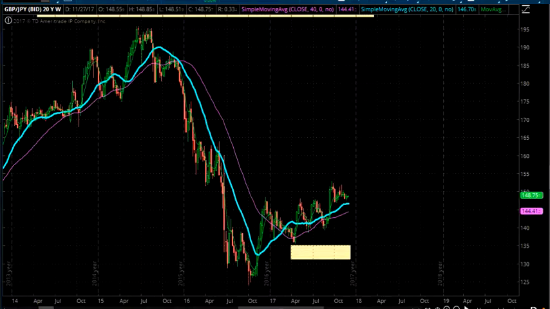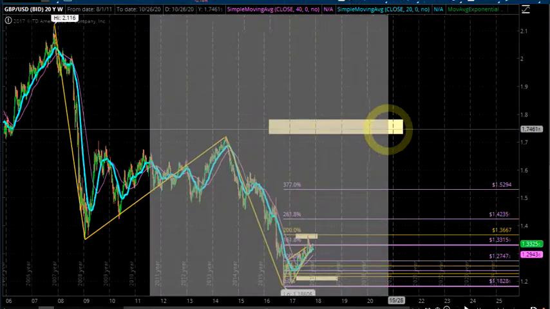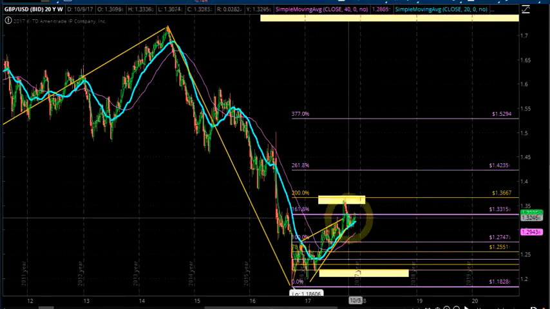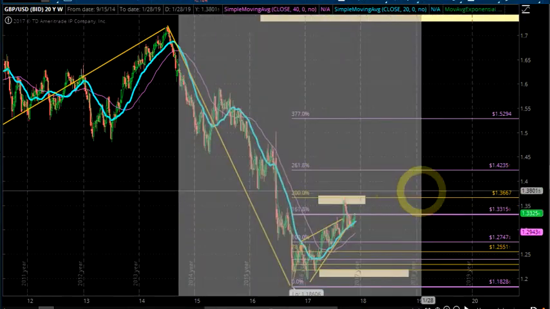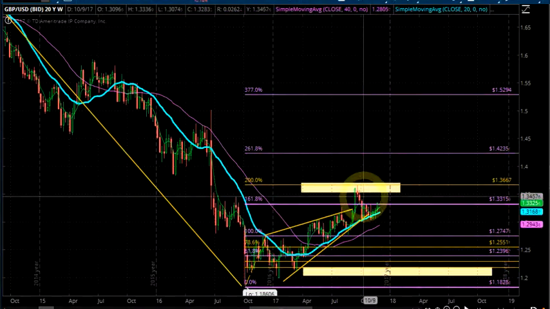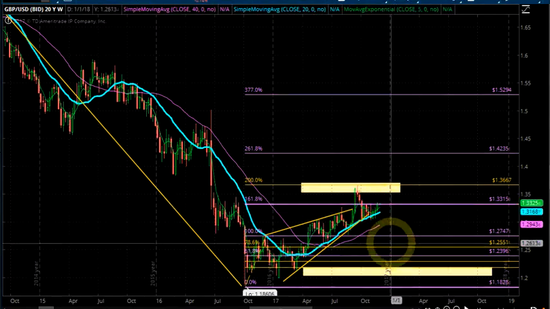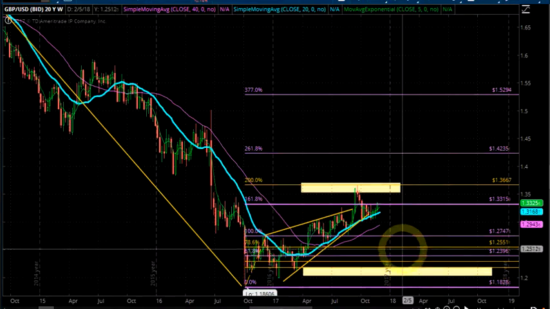Oh, that's the GBP. Never mind. Let me look at the British pound US dollar. Okay. This is the British pound US dollar. So it went up into resistance here. That was the British pound JPY, by the way. So it was looking for this to pull back down into this area, and as of right now, it hasn't done it.